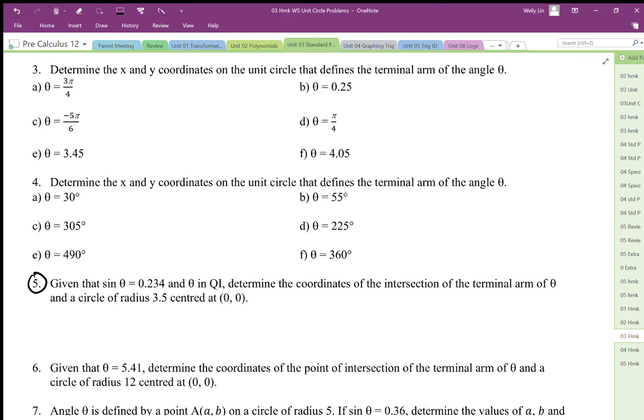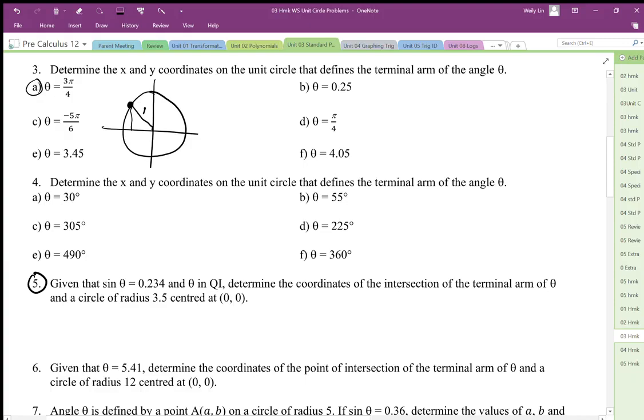This is from the unit circle worksheet, and we're going to look at question number 3A. 3A says, determine the x and y coordinates on the unit circle to define the terminal arm of angle theta. So for A, if we draw this picture, 3 pi over 4 is right there, and we want to know the coordinates of that point if we're in a unit circle.